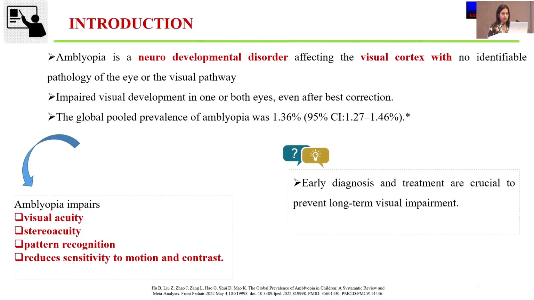So amblyopia, as we all know, is a neurodevelopmental disorder affecting the visual cortex with no identifiable pathology of the eye or the visual pathway. There is impaired visual development in one or both the eyes. It impairs the visual acuity, the stereo acuity, the pattern recognition and reduces the sensitivity to motion and contrast. So early diagnosis and treatment is imperative.